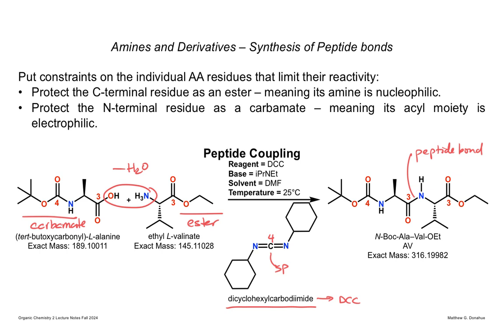So we're in the presence of a base, a very polar aprotic solvent at room temperature. And if you look at the product, the nitrogen's protected, and then the acid residue is also protected. And so to get to what we want, we just do 2 additional steps to remove those protecting groups.